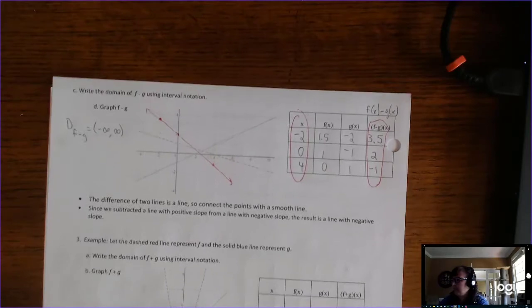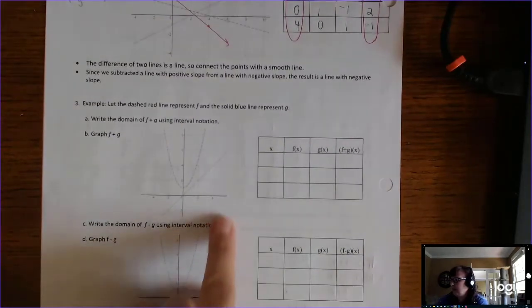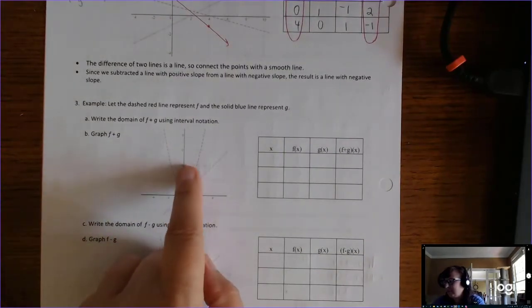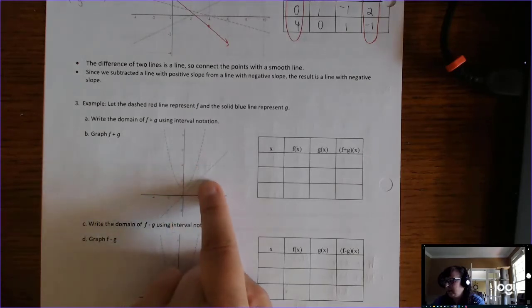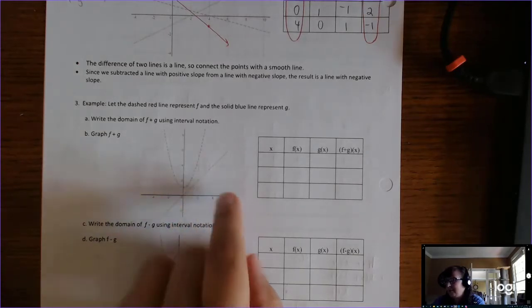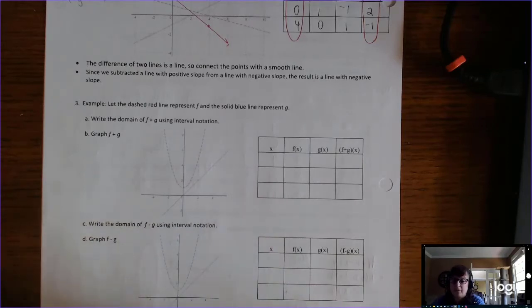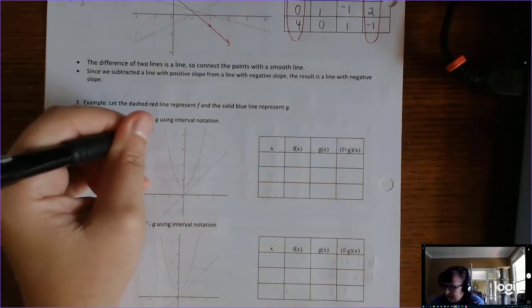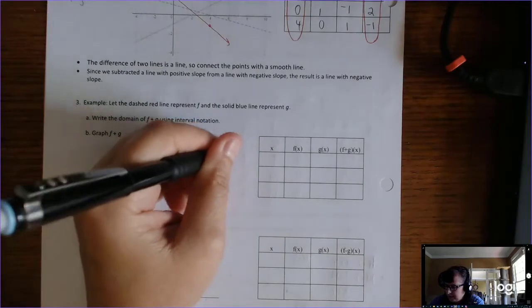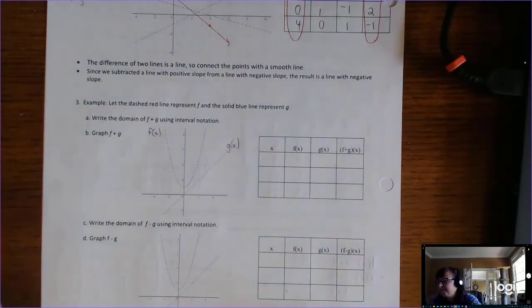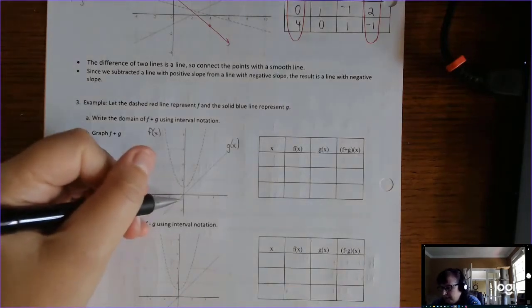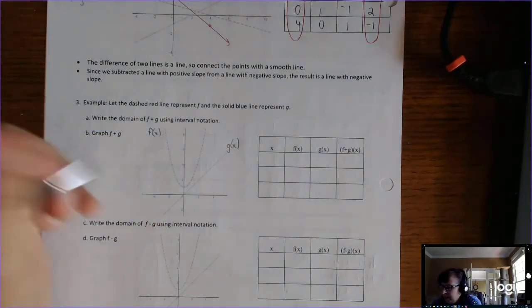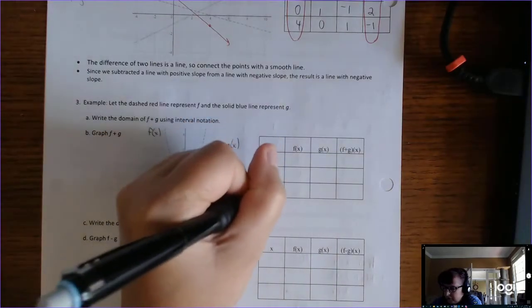Okay, so what happens when you have a quadratic? So that's an x squared and a line. Okay, so these have two different degrees. They're different types of functions. All right, well, you can do the same thing. Again, we want to let the little dashed line be f of x and the solid line be g of x, and you can pick more than 3 points if you want. I'm just going to pick 3, a negative, a 0, and a positive. So I'll pick negative 2, 0, and 2.